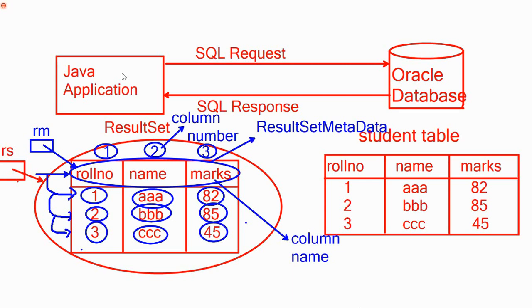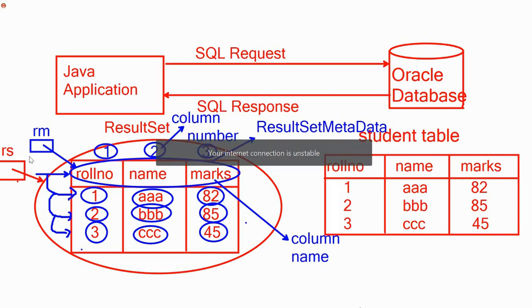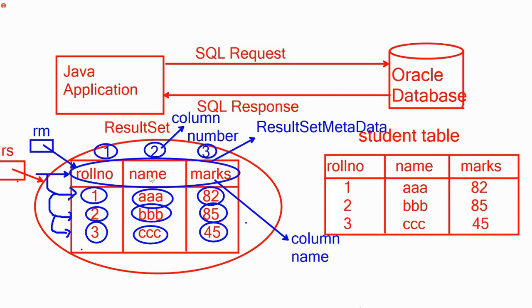So from the Java application, select star from student is passed as the request. Then the response is a result set. Whenever a result set is generated, the result set pointer points to before the first record. Then we call the getMetaData method. Then we got a ResultSetMetaData, that means data about data extracted. That is referred by RM. With this RM, I counted the number of columns, 3. That column number I passed, name printed, number I passed, name printed, number I passed, name printed.